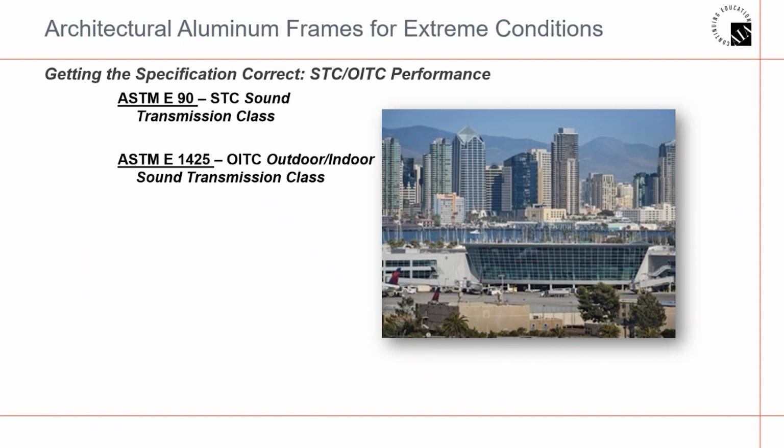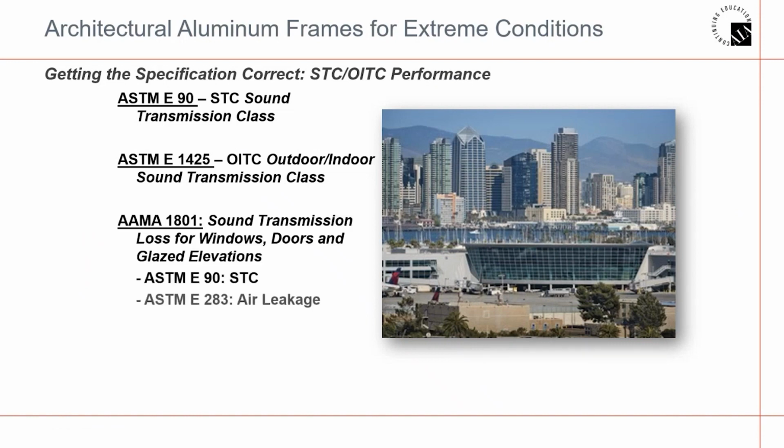ASTM E90 is a test standard for measuring sound deteriorating through walls. This is through walls originally focused on interior walls. ASTM E1425 was written to measure deterioration of exterior noise passing through to the interior. It includes latching forces of operable windows, operating force, and acoustical performance.